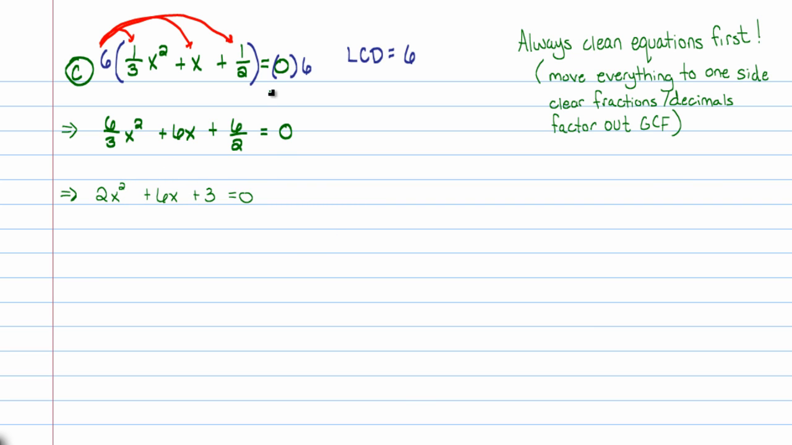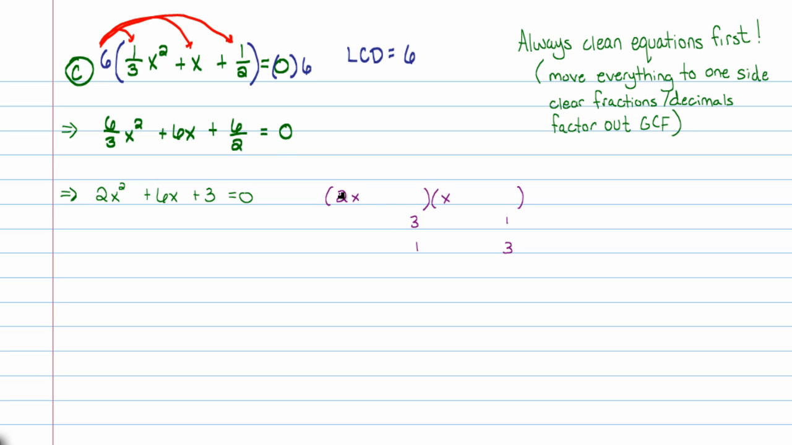Again, when I see this, I'm going to go ahead and try to factor. I know to factor 2x squared, I'll need a 2x and an x. And to factor that 3, either it's 3 times 1 or 1 times 3. Let's see, 2 times that 1 would be 2x, and 3 times this x would be a 3x.